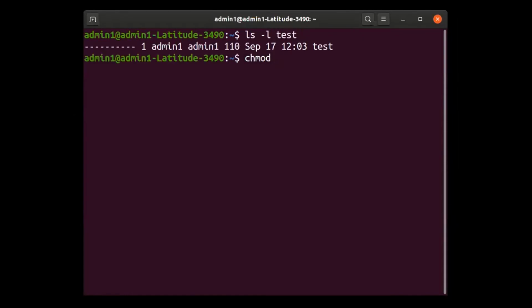chmod 077, correct? So what is the significance of chmod 077? Type your answer. What is the significance of chmod 077 to the file test?